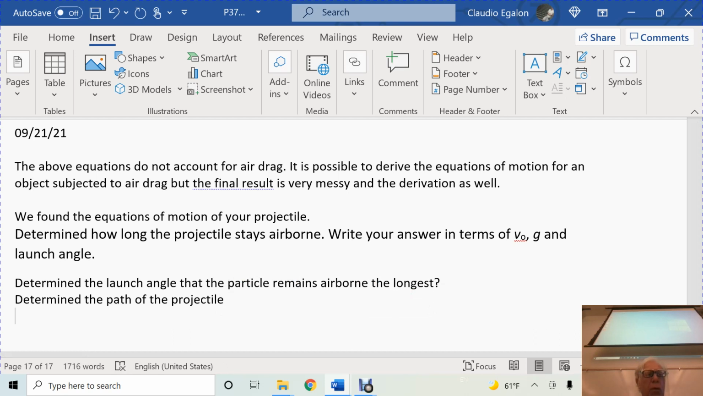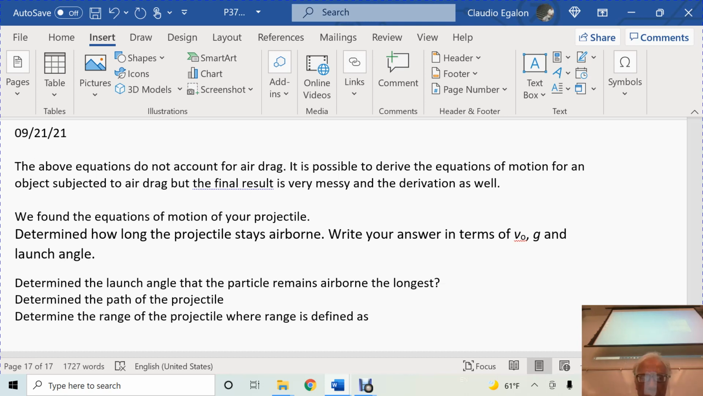But there are other things that we can do too. One important problem that we usually do is determine the range of the projectile. That's another important problem that we do based on those equations of motion. And what do I call range of the projectile? Do you know the definition of range? What's the definition of range?